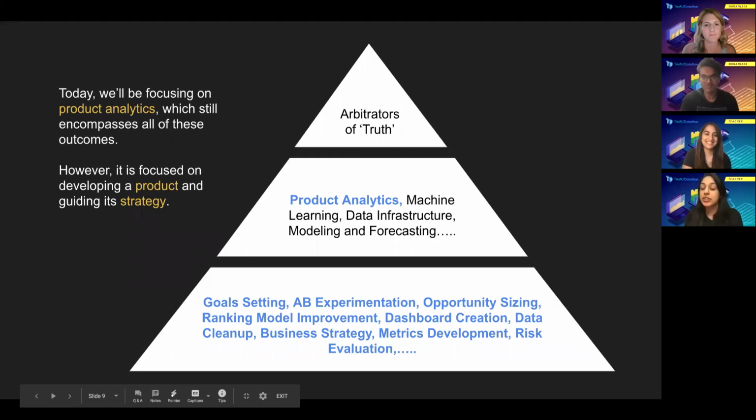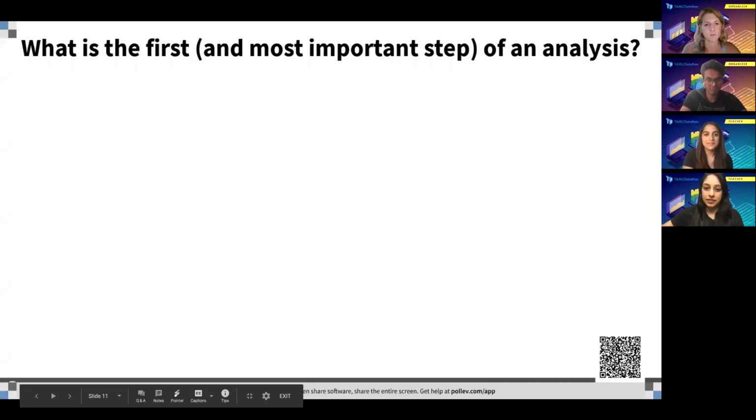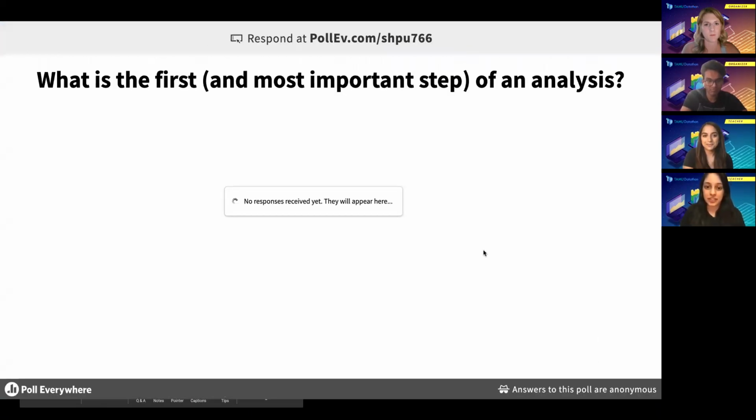Risk evaluation. There's so many other parts to this role and archetypes you can take on depending on your interests or the team you're on. Awesome. Cool. Now we're going to look at the steps needed to develop an analysis. So we want to open it up to everyone in the audience again and ask, what do you think the first and the most important step is of any analysis? Cool. So follow the link again, and we'd love to hear what your thoughts are.